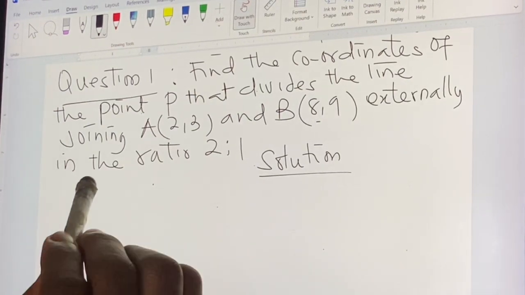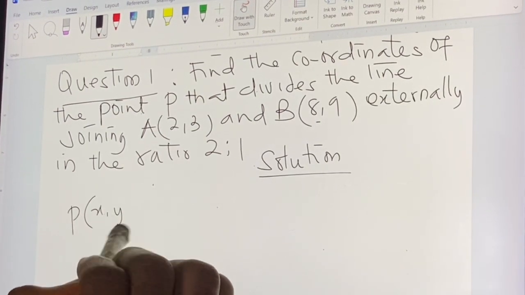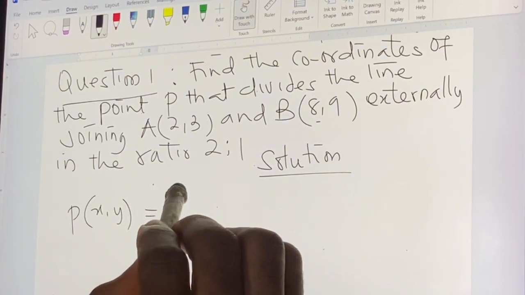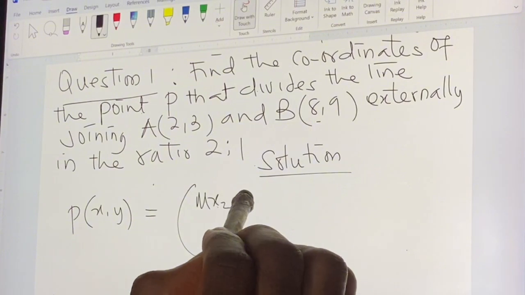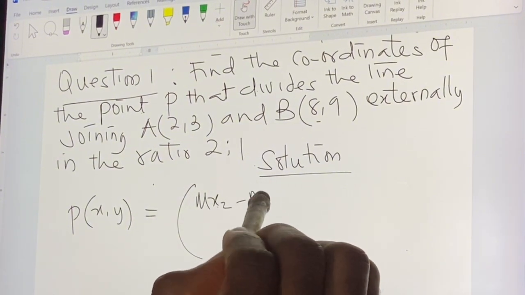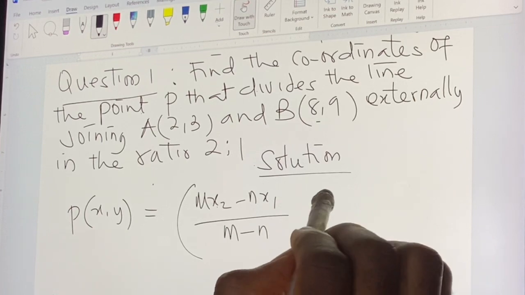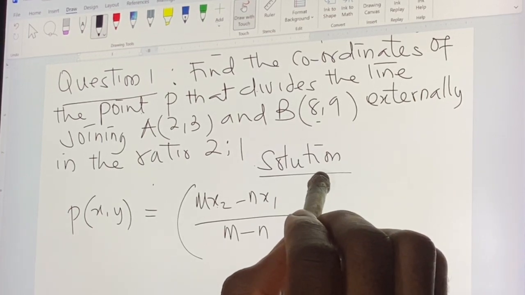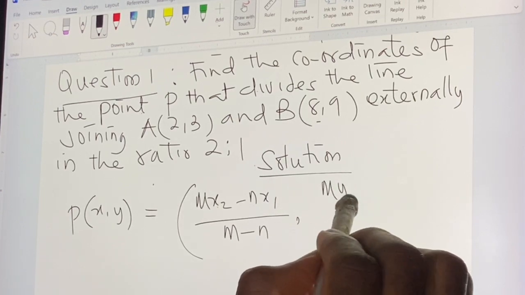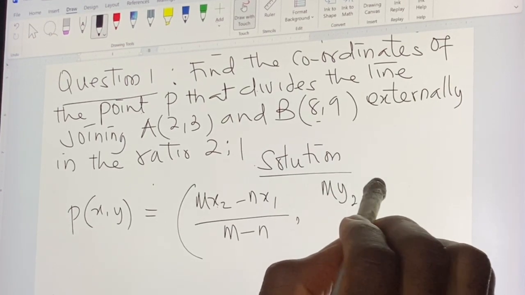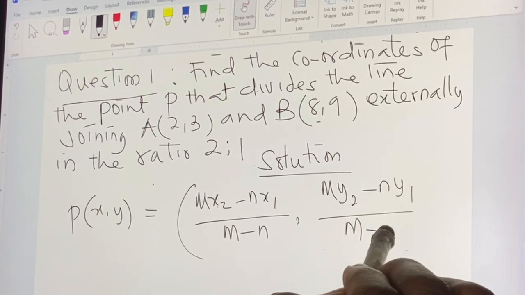The formula for external division is given to us as P of x comma y is equal to (m x2 minus n x1) over (m minus n). The next is for coordinate y: (m y2 minus n y1) over (m minus n).